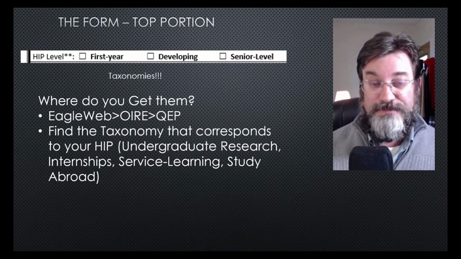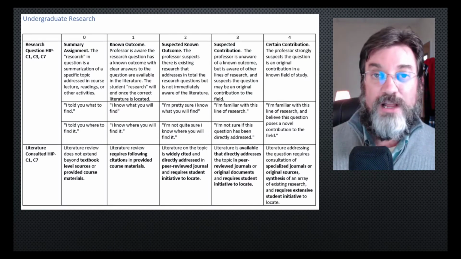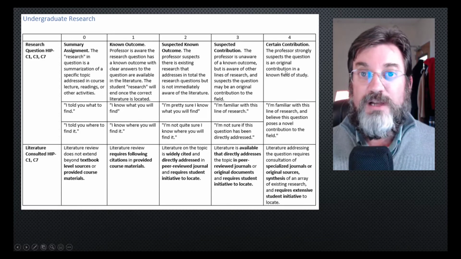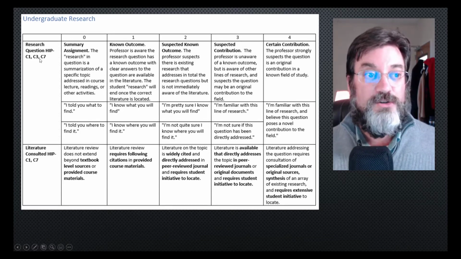And we're back. So let's look at how you're gonna score that taxonomy after you have downloaded it. So I have here a portion of the undergraduate research taxonomy. And what we're going to do is we're going to read through these different criteria and select 0, 1, 2, 3, or 4.